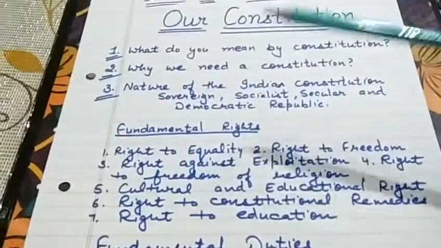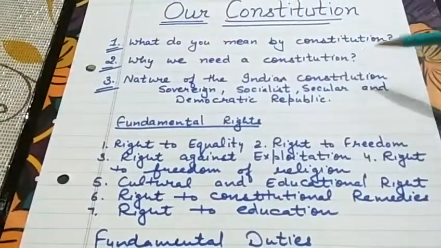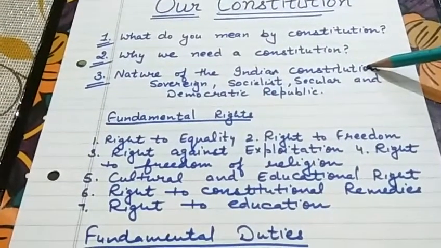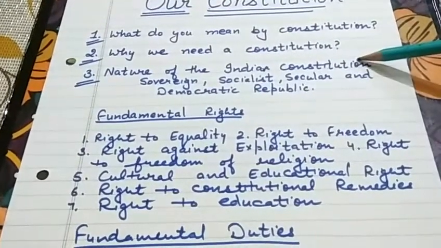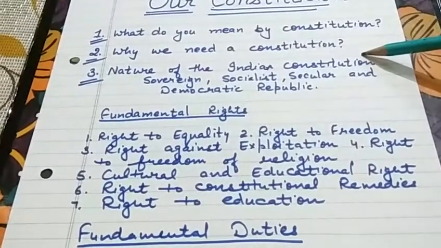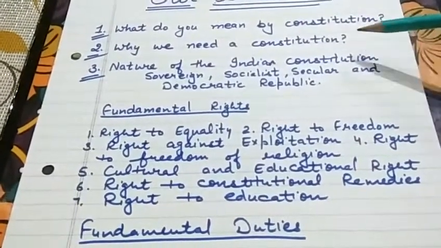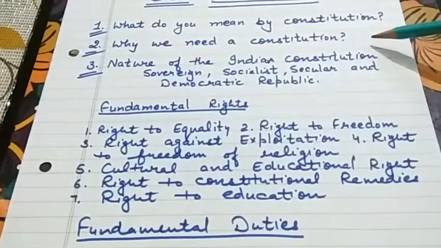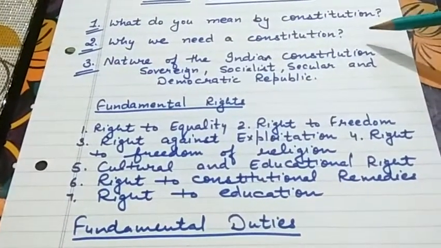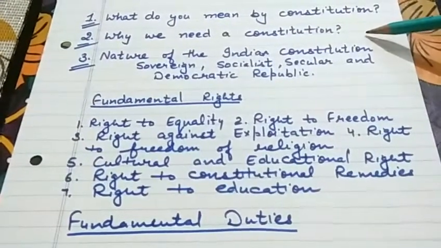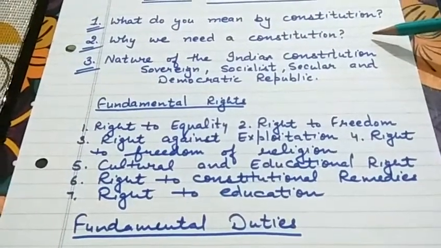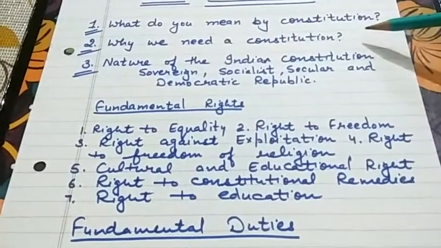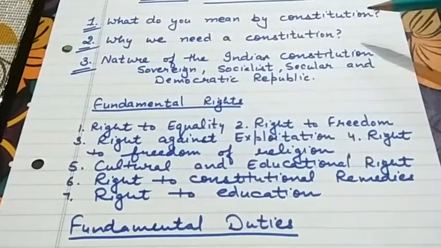So the next point is nature of the Indian constitution. Students, as I already told you, it is the longest written constitution in the world. It defines the structure, procedures, powers and duties of the government. It also states the rights and duties of the citizen. Preamble is the introduction of the constitution that states that India is a sovereign, socialist, secular and democratic republic.